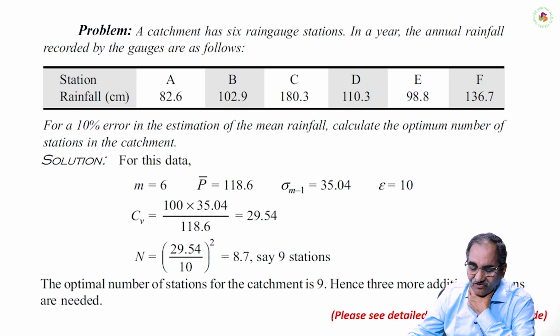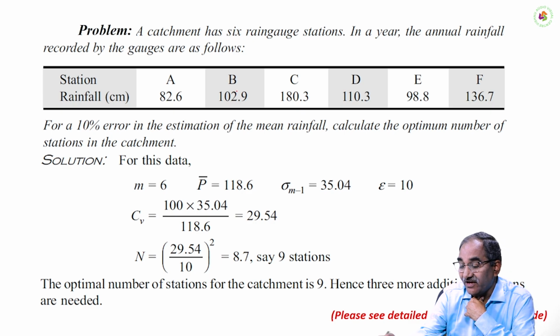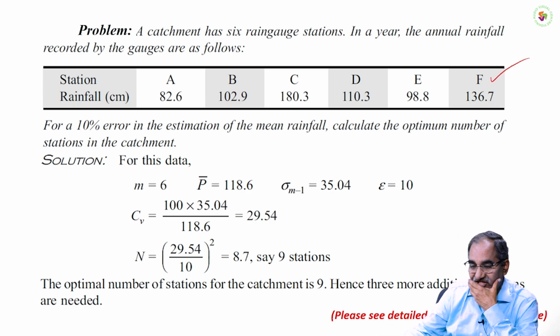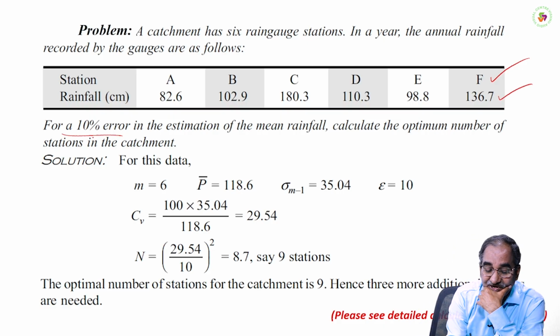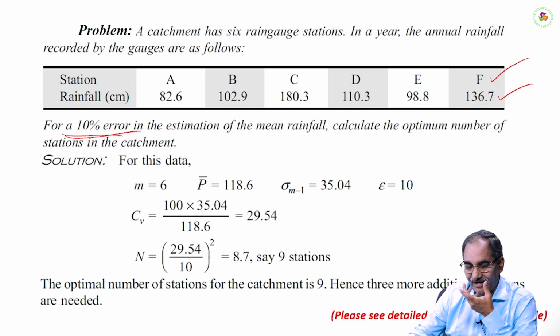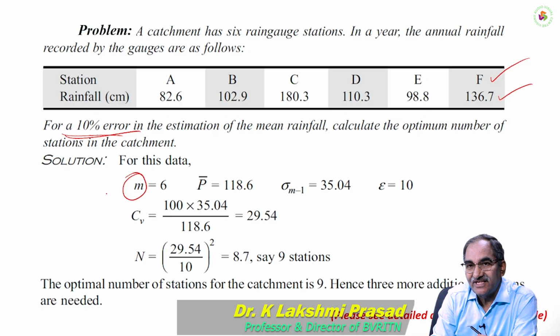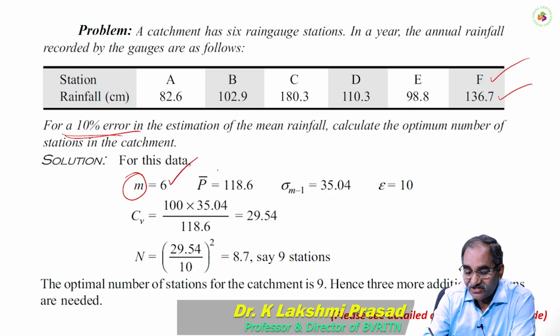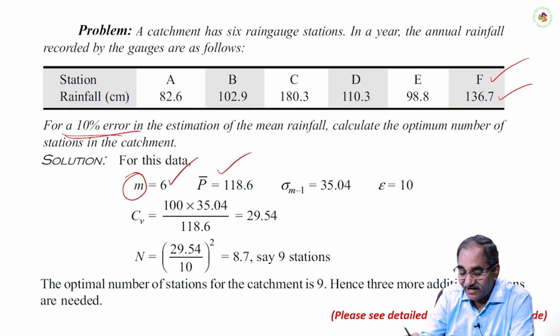I have done a similar example. Here, how many stations have I taken? 1, 2, 3, 4, 5, 6 rain gauge stations, and the rainfall is also given. Now, how much percentage error can I allow? Only 10% error. So in such a case, what is M equal to? M is always the existing stations. Existing stations are 6. The average is the sum of all the values divided by 6.